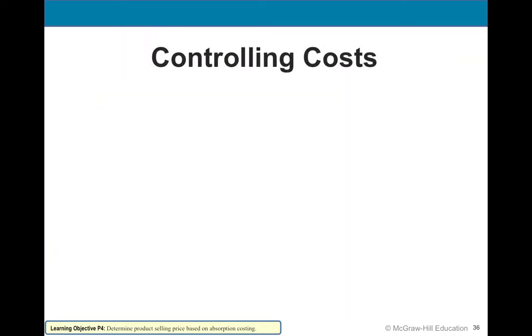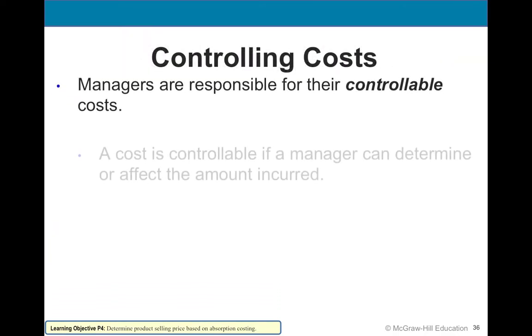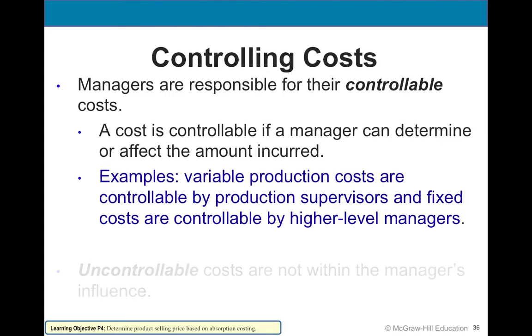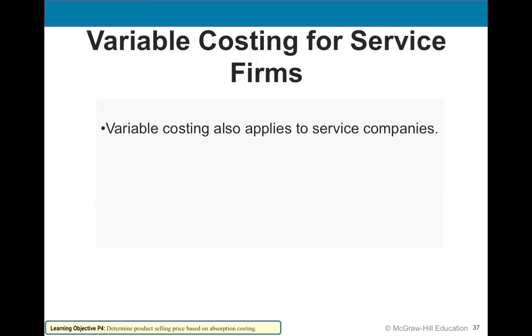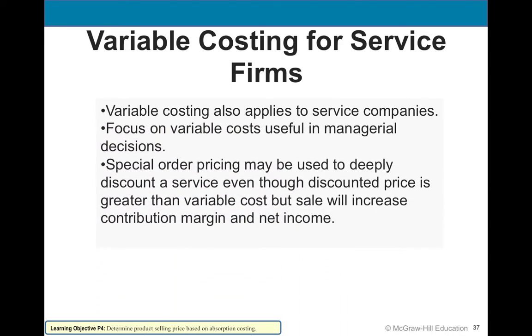Here's a big challenge: how do you control costs? Your manager is responsible for the controllable costs. Again, the whole point is, you can't control everything. You have some uncontrollable costs. So, what can the manager reasonably control? Production costs, by production supervisors, fixed costs. Again, costs not in the manager's influence. And the production capacity, that's beyond me. It's higher up, or sometimes you just can't control it. Even service firms, again, focus on the variable costs, from utilities to your hourly employees. Again, sometimes you may have a special order. It says, well, if you order 1 million units, we'll give you a better price.